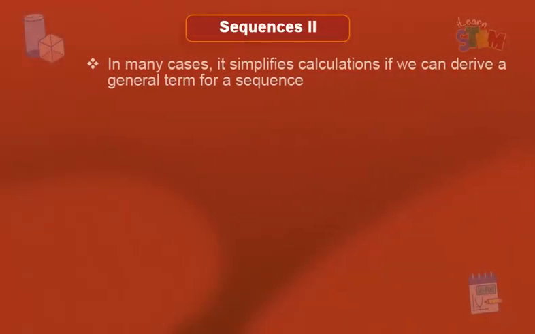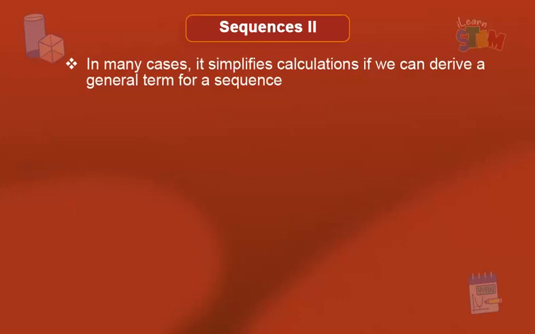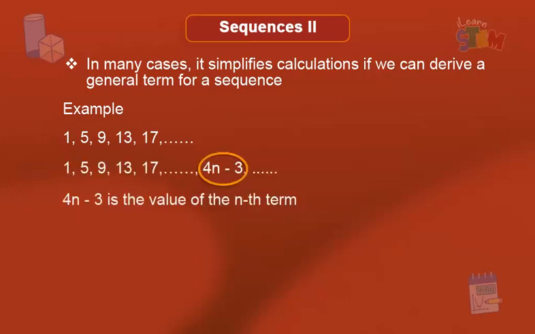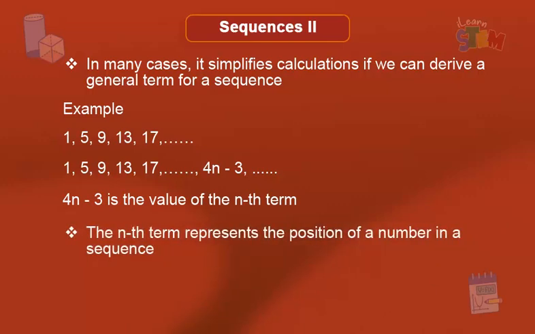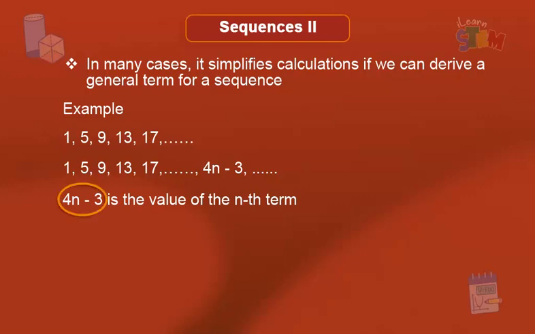Note down the following. In many cases, it simplifies calculations if we can derive a general term for a sequence. For example, the sequence below can be expressed as this, where 4n-3 is the value of the nth term. Note that the nth term represents the position of a number in a sequence. For instance, if n equals 1, it refers to the first number in the sequence. If n equals 2, it refers to the second number. And so on. Now let's verify this general term.